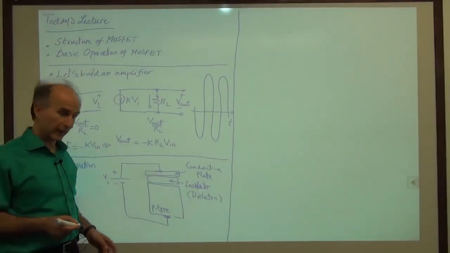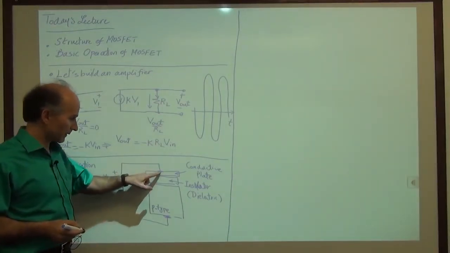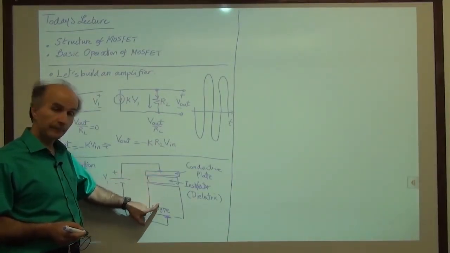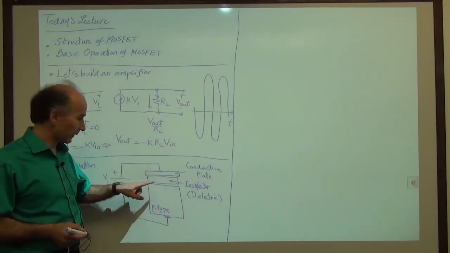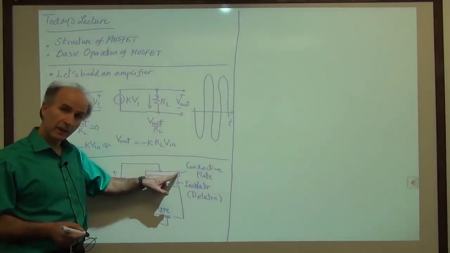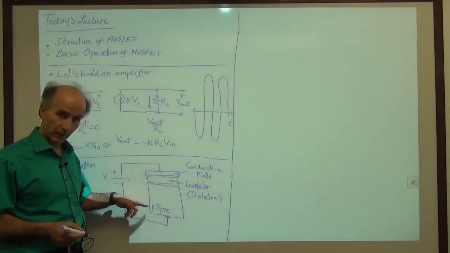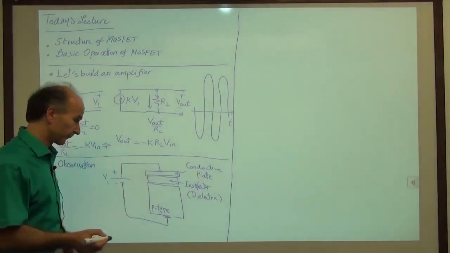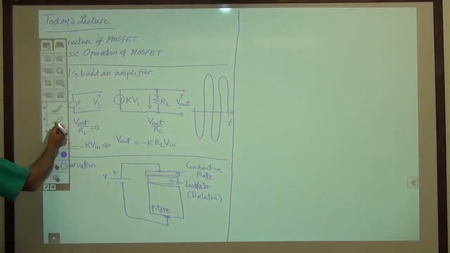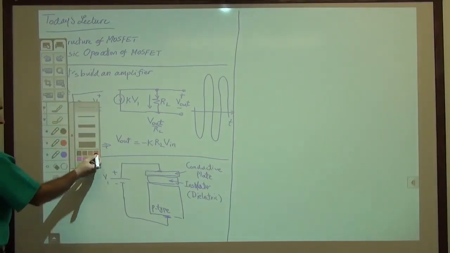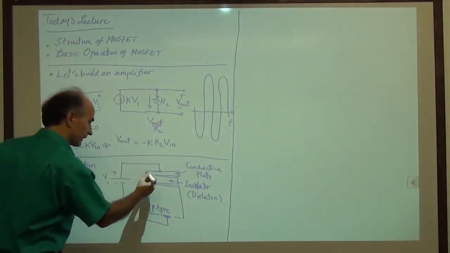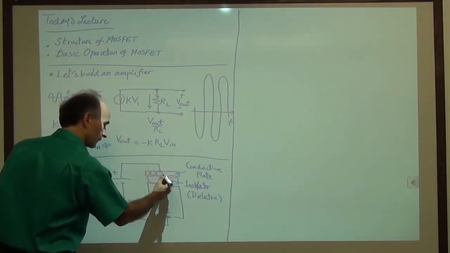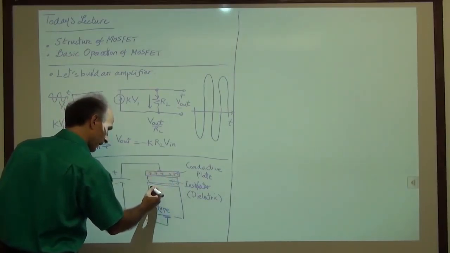So we know that, for example, if we apply a positive voltage here, negative voltage here, then we will place some positive charge on this plate and some negative charge on this plate, right? That has to happen for a capacitor. So we'll change our color to red and place our charge positive here and negative here.